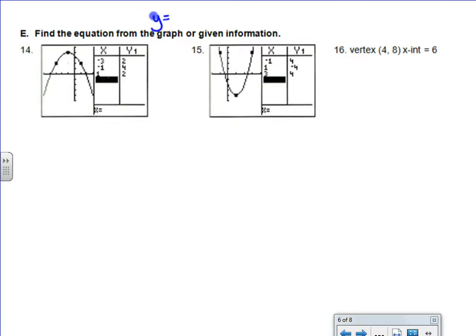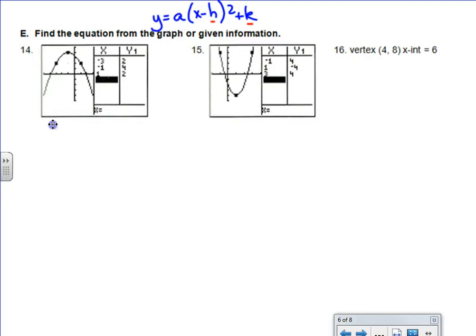Remember, a parabola, general form is not very exciting, but vertex form looks like this. So if I know my vertex, that means I know the h and the k, and then if I have some other mystery point, I know an x and a y, I can substitute in all those values and do some math to find a, and then I'm almost done once I find a.